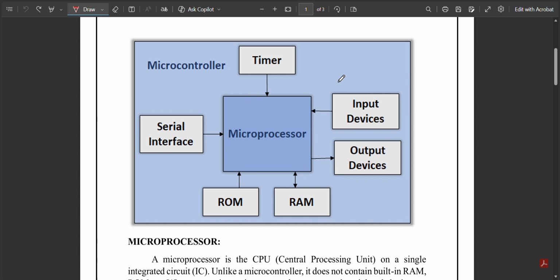Inside the microcontroller there is a microprocessor. Every microcontroller must have a microprocessor. The essential external peripheral devices such as timers, input-output devices, and serial interface are all integrated inside this single chip. It's called a microcontroller.